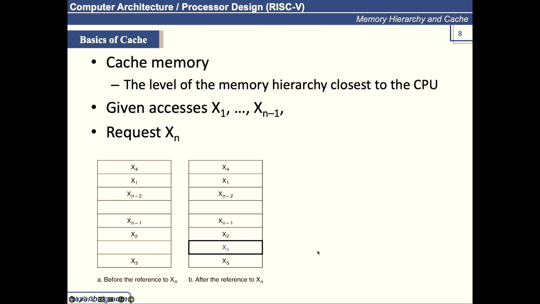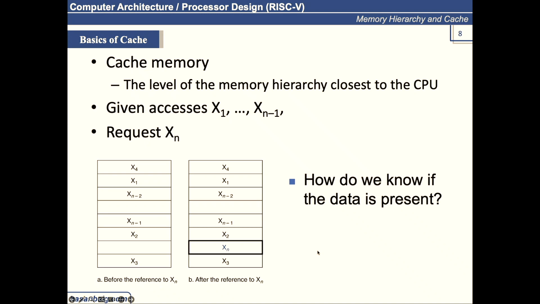But there are two questions. How do we know if the data is present? How do we know if the data that we are requesting is present in the cache memory? I'm talking about the memory level which is closest to the CPU. How do processors identify? What do you think?